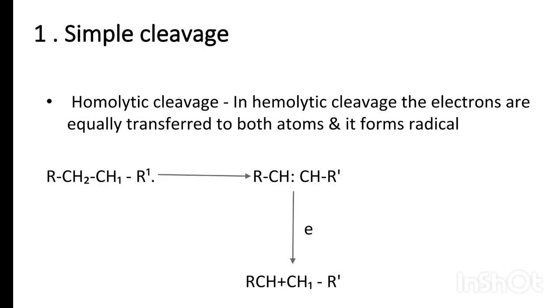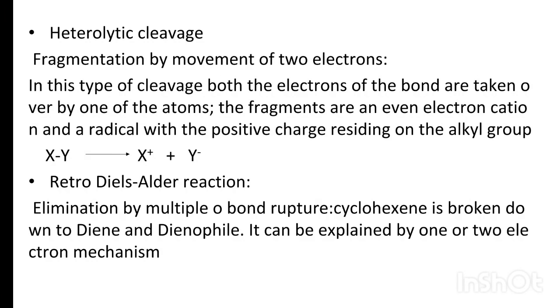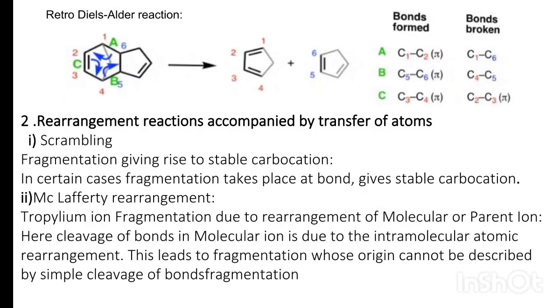Homolytic cleavage. In homolytic cleavage, the electrons are equally transferred to both atoms and it forms radicals. Heterolytic cleavage. In this type of cleavage, both the electrons of the bond are taken over by one of the atoms. The fragments are an even electron cation and a radical with the positive charge residing on the alkyl group. Retro Diels-Alder reaction. It includes elimination by a multiple bond, in which the cyclohexene is broken down to diene and dienophile. It can be explained by a one or two electron mechanism. Here is a reaction in which the cyclohexene is broken into diene and dienophile. Here we complete simple cleavage.